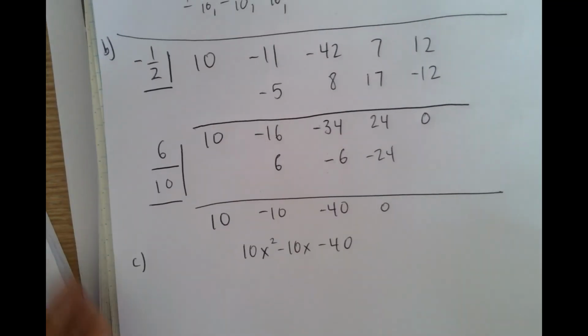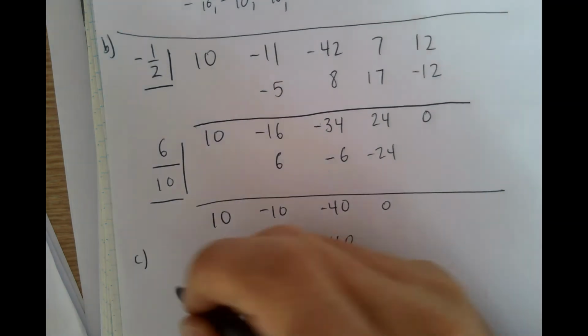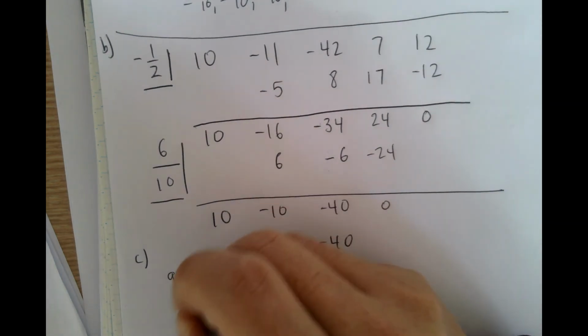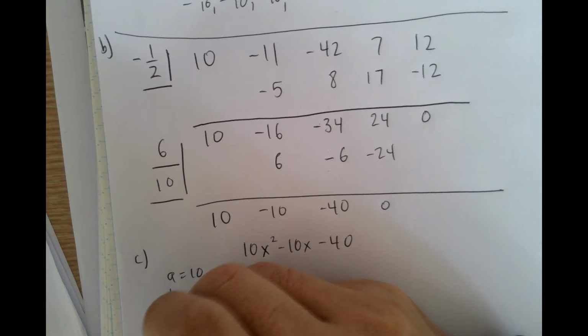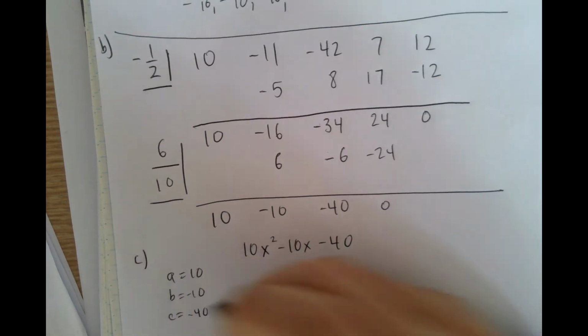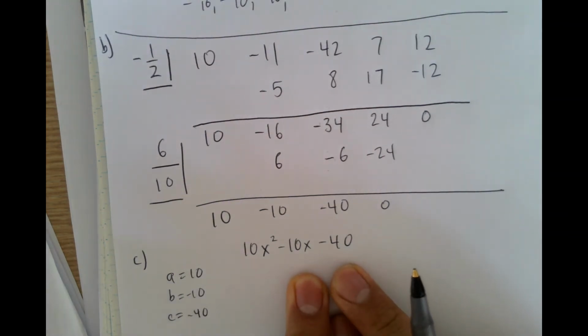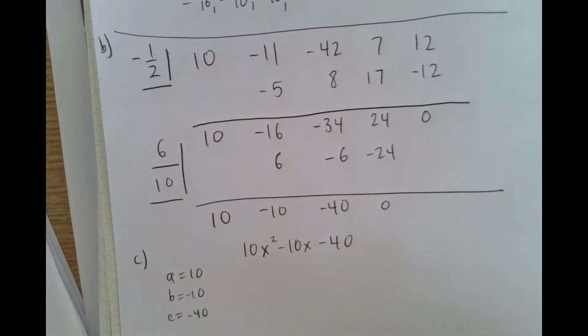So next we would set up our quadratic formula. A equals 10, B equals -10, and C equals -40. And again, if you had divided all of these by 10, you would have a lot smaller numbers to deal with. Okay, does anyone still need the synthetic division? So what you should do next is you would do the quadratic formula. Hopefully you can do that.